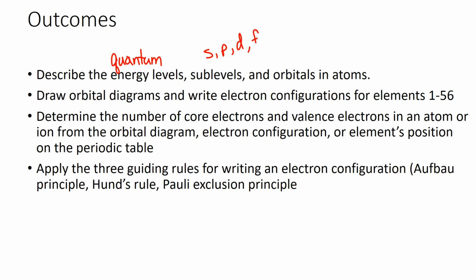Southeastern's requirement is to be able to draw orbital diagrams and write the electron configurations for elements 1 through 56. In reality, what you have to be able to do is recognize. If you see an electron configuration, be able to figure out what element it is. Today we're going to be drawing them and writing them, but beyond today, it's more about being able to see one and know what element it belongs to.